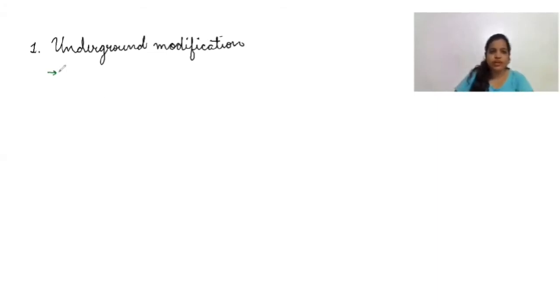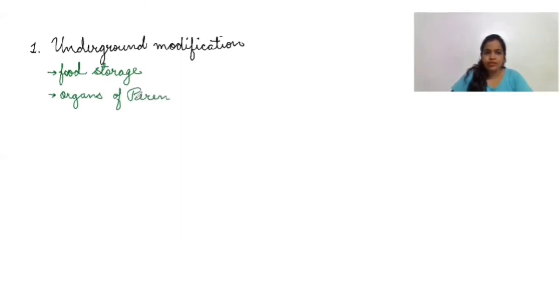So what is the first function? Food storage. Food storage is the first function these underground modified stems are performing. The second function is organs of perennation, means they are known as organs of perennation. This might be new for some of you. It's nothing difficult.